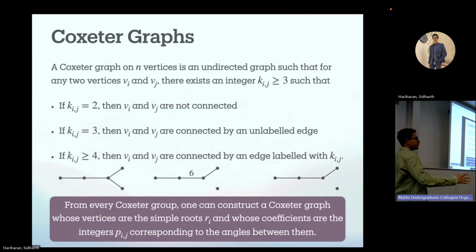Okay, so for every Coxeter group, we can construct a Coxeter graph, just make the vertices the simple roots, and just make these coefficients the Vij's that we saw on the previous slide. So in other words, to recap what the Vij's are, they're going to be the order of the rotation that you get by composing those two reflections together, or you can just simply think of it as having to do with the angle between them.